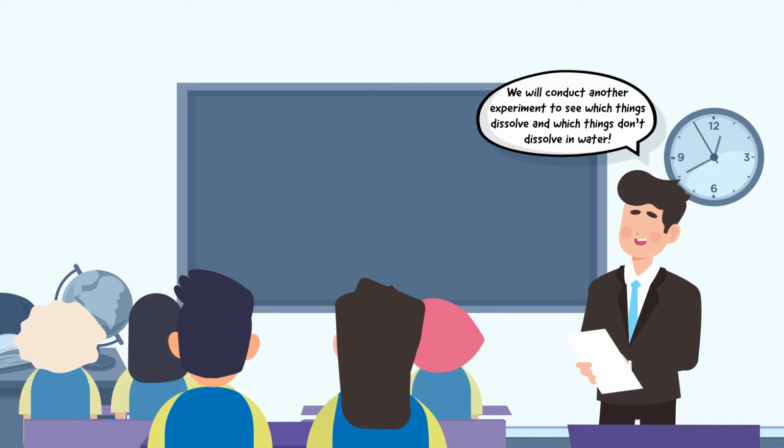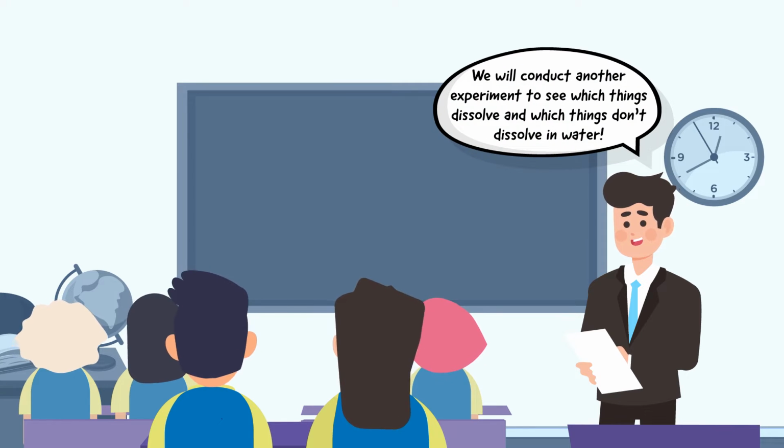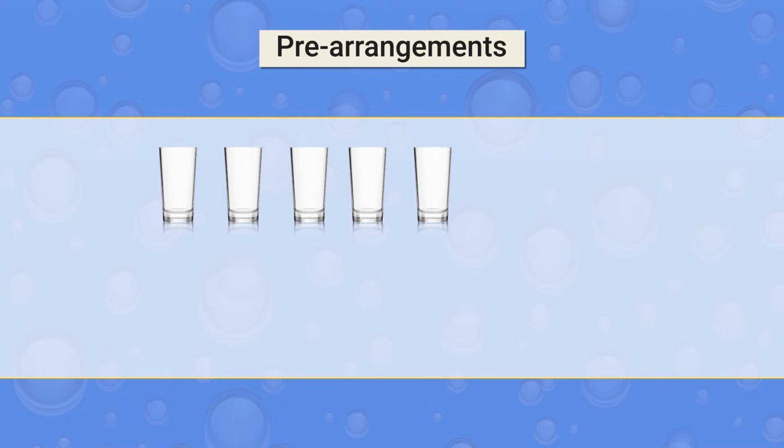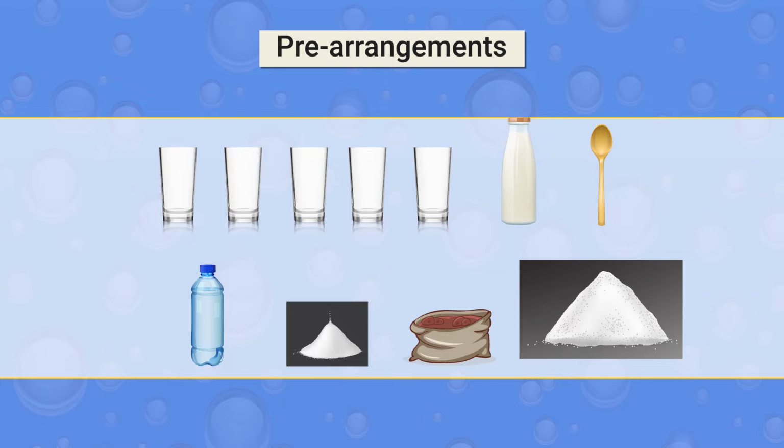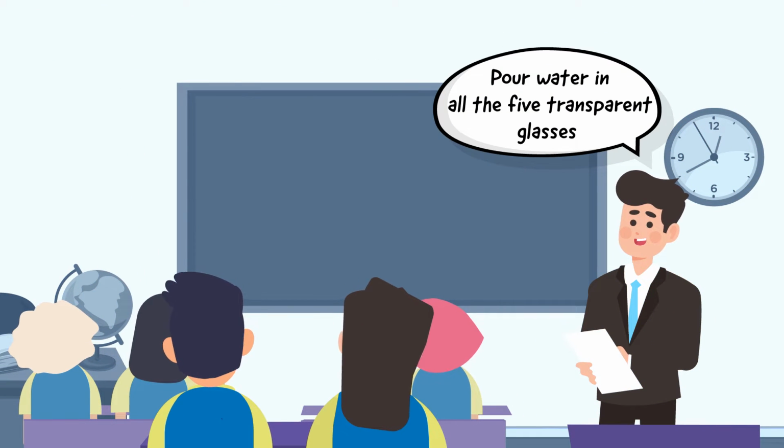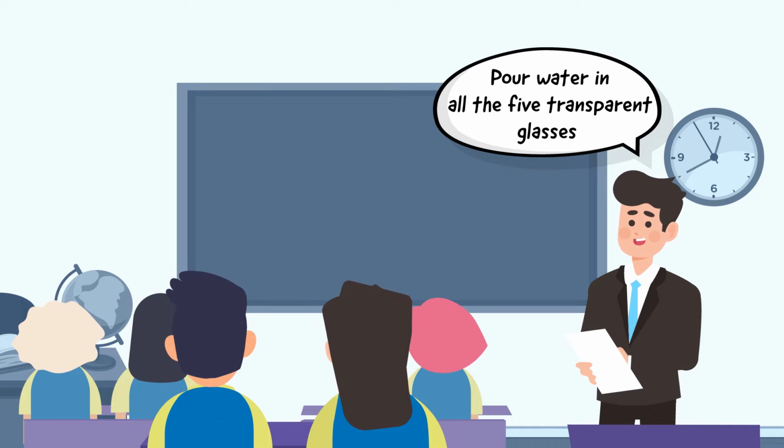Now, state that we will be conducting another experiment to see which things dissolve and which things don't dissolve in water. Provide students with things such as 5 transparent glasses, 1 spoon, a bottle of water, sugar, soil, chalk powder, milk, oil. Then ask the students to pour water in all the 5 transparent glasses.